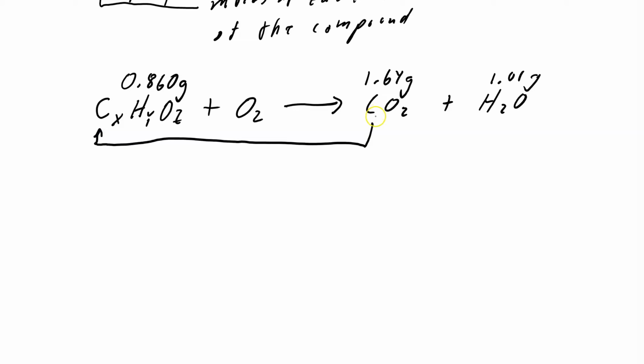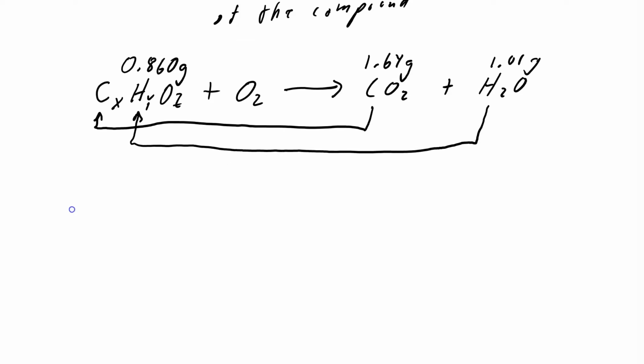So our CO2, all the carbon in this compound, forms CO2. So if we can determine the number of moles of carbon in CO2, we'll know how many moles of carbon we had in our starting material. The same is true for water, for hydrogen. All the hydrogen in water came from the hydrogen in the compound. So if I can determine how many moles of hydrogen I have here in my 1.01 grams of water, that'll tell me how many moles of hydrogen I have in the compound. Oxygen, not the case. I've got oxygen from two sources, from the compound and from the atmosphere, required for the combustion reaction. So I've got to get oxygen by difference.